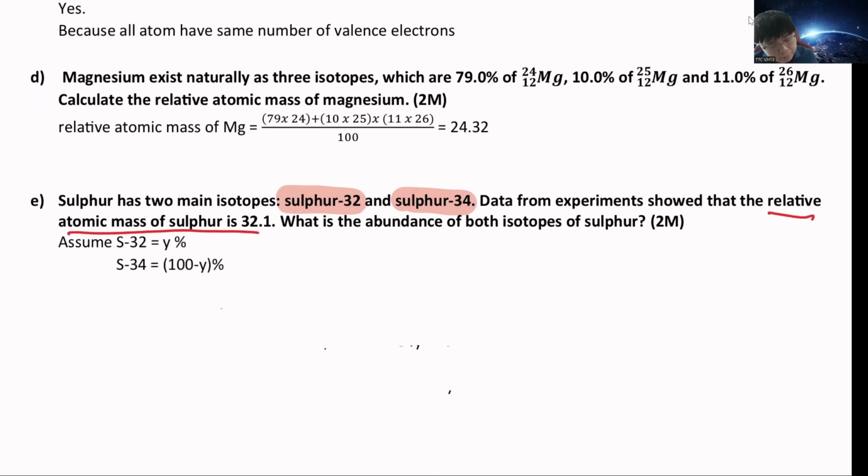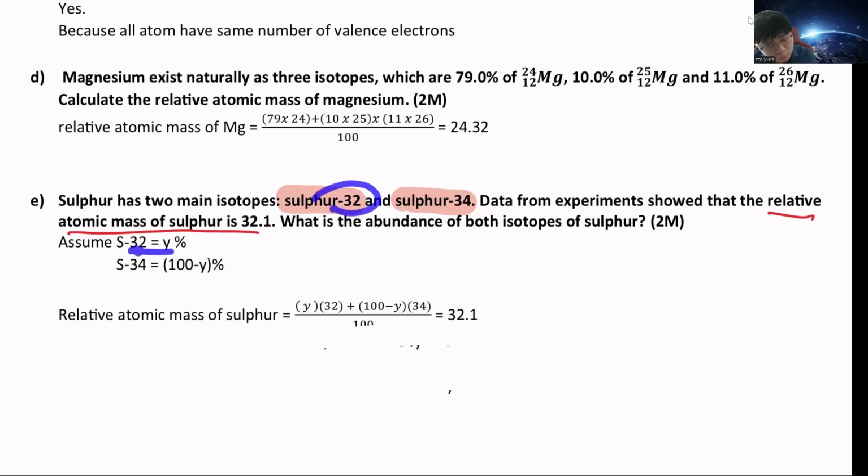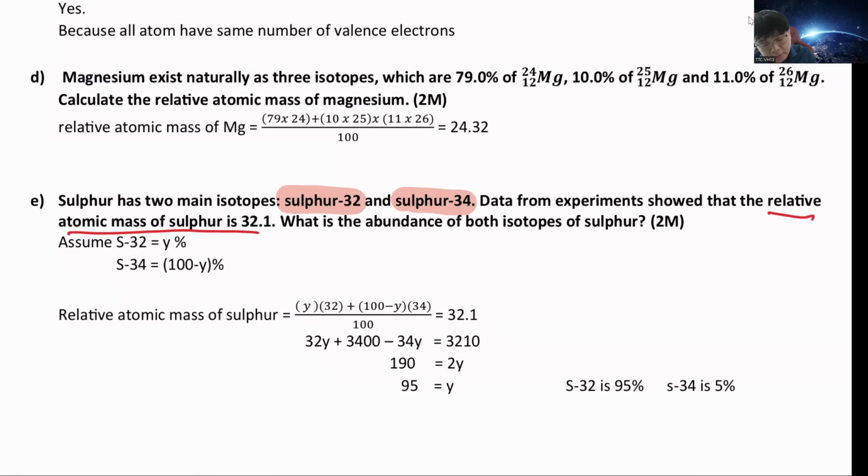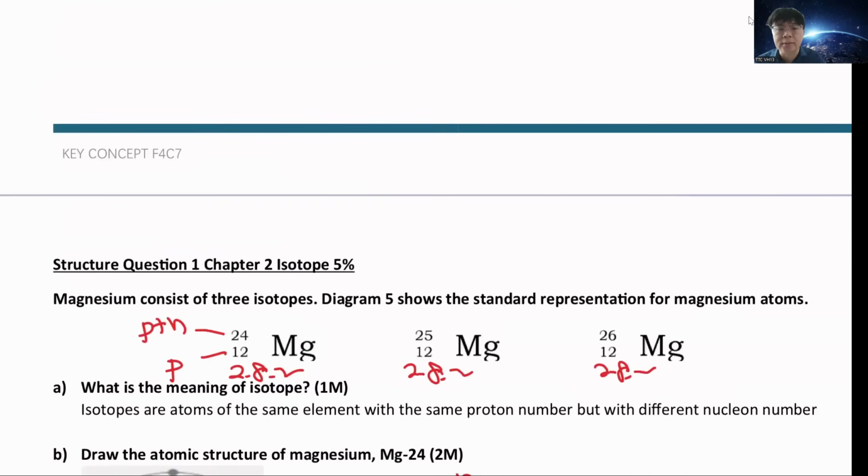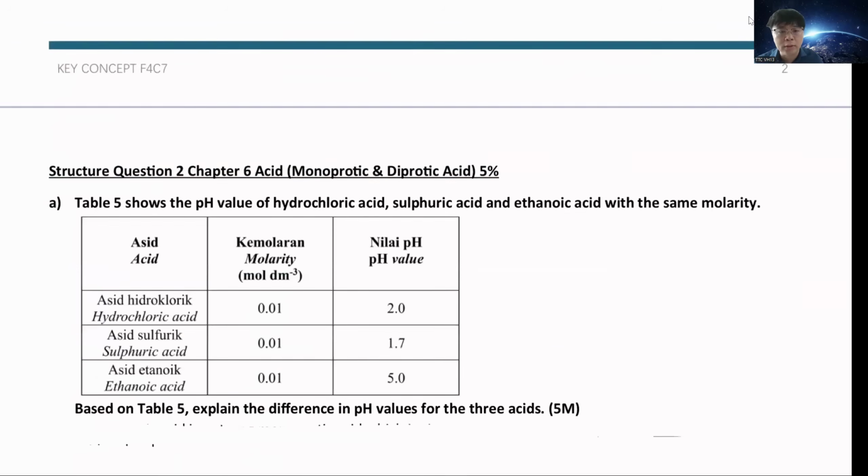So same, you assume your 32 is y%, then 34 is 100 minus y. Then put in the calculation: 32 times y, plus 34 times (100 minus y), equals the average mass 32.1 times 100. Bring it over, because 3,210, then you find y equals 95%. So in this case, if 32 is 95%, then 100 minus 95, then 34 is 5%. Okay, so this is how you get the first 5 marks. Your question should be roughly like this. We go for the second question.